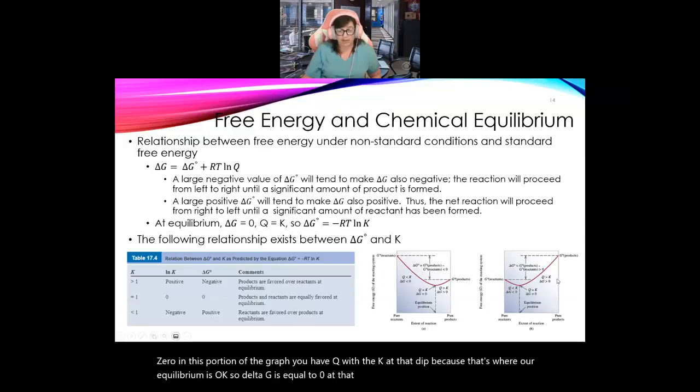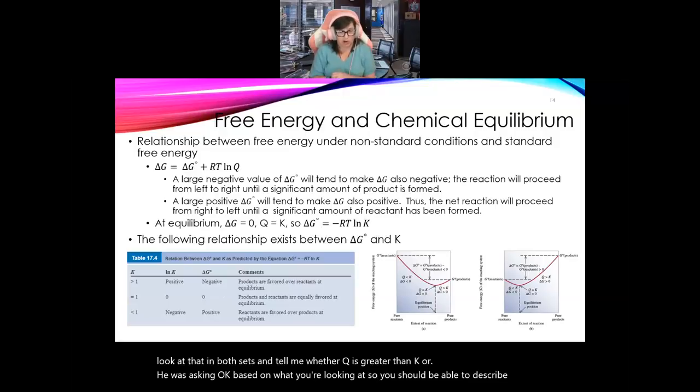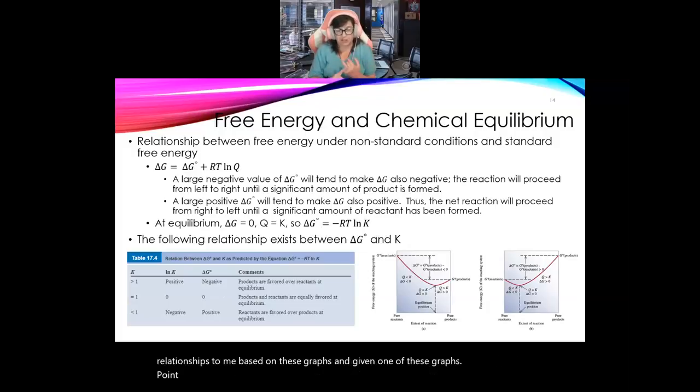Where Q is greater than K, delta G is greater than 0. That's going to be this up curve here. So you should be able to look at that in both sets and tell me whether Q is greater than K or Q is less than K based on what you're looking at. You should be able to describe these relationships based on these graphs, and given one of these graphs, point out where we would calculate delta G. Where do we see the changes?